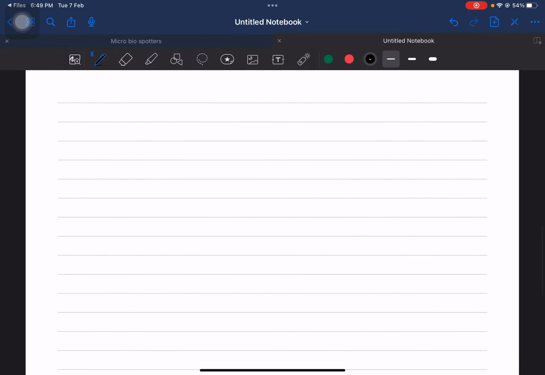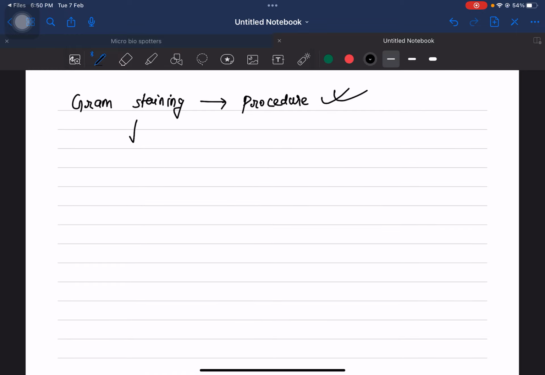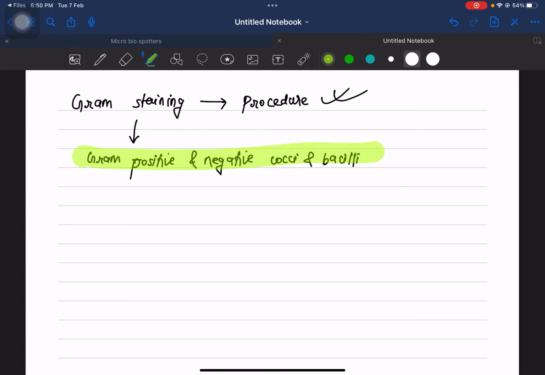Okay. About gram staining, you should know the procedure at first. You must know how to do it. Similarly, for the viva, you have to know examples of gram positive and negative cocci and bacilli. This is a must know.